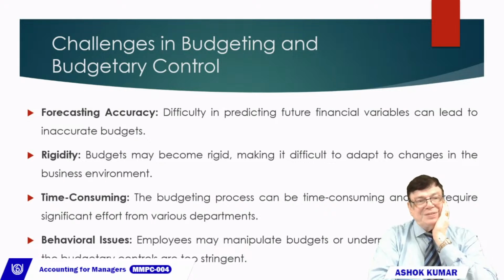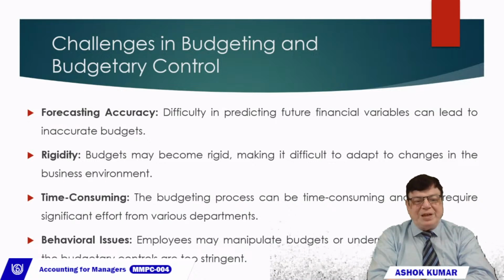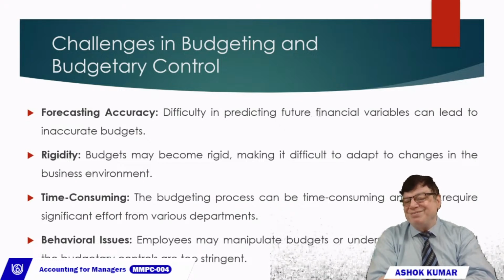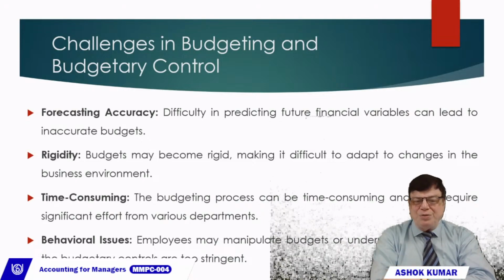departments. Then behavioral issues. Employees may manipulate budgets or underperform if they feel the budgetary controls are too stringent. So they may underperform, they may do less work if they feel the budgetary controls are too stringent.